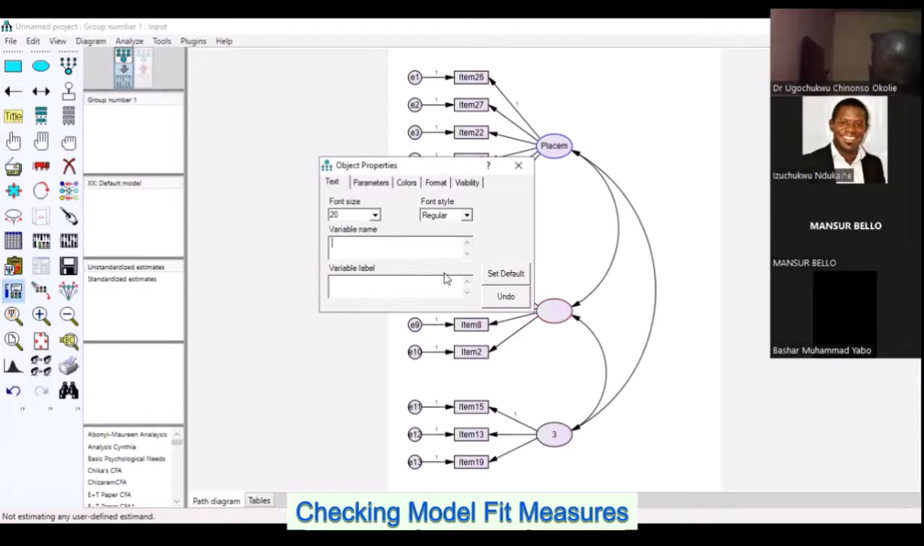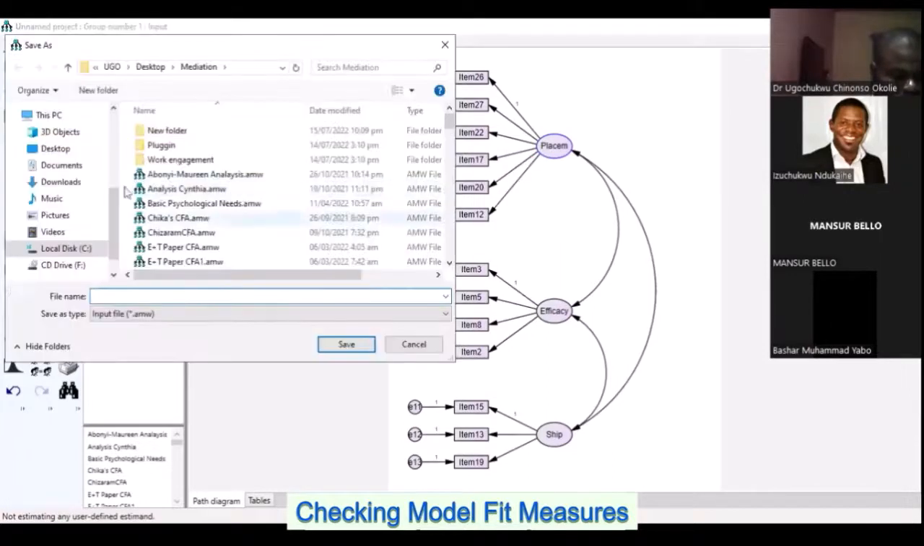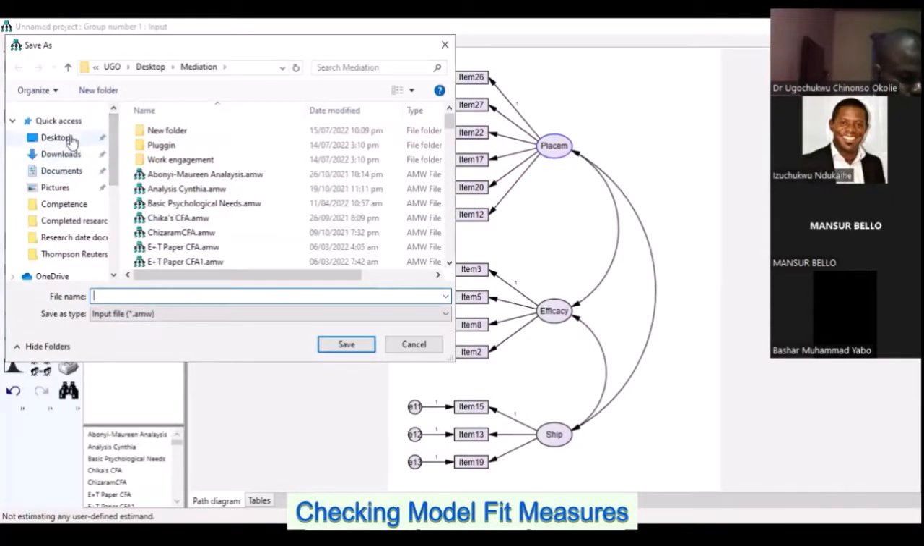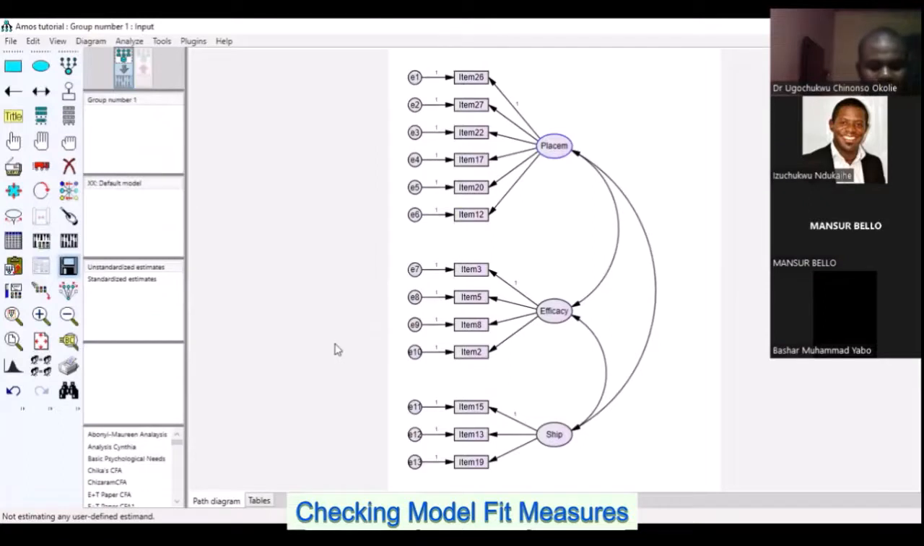Here, efficacy. Here, I will name this leadership. Okay, so at this point, I need to save, and I will save. I can simply save it on my desktop. Okay, something like this.